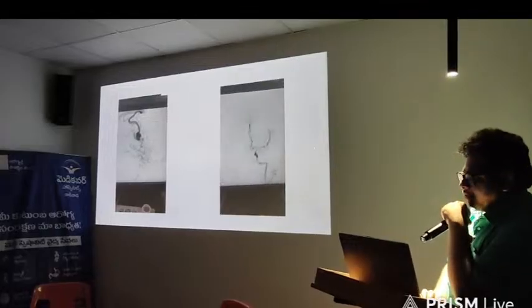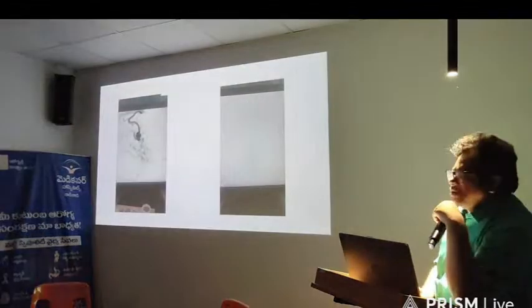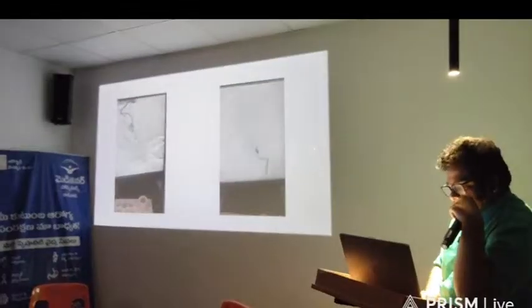And this is from the left ICA injection where the embolization is getting filled, and we have done transvenous embolizations. I will be presenting them in the subsequent videos.